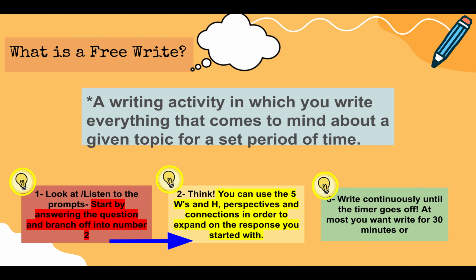During this step, you can use the 5 W's and an H to help you think more in depth about this topic or about this prompt. You can think about not just your perspective, but perspectives of others. And you can try to make connections to anything that you learned in the past, anything that you've seen in the present, or anything that you perceive happening in the future, in order to expand on the response that you already started with.